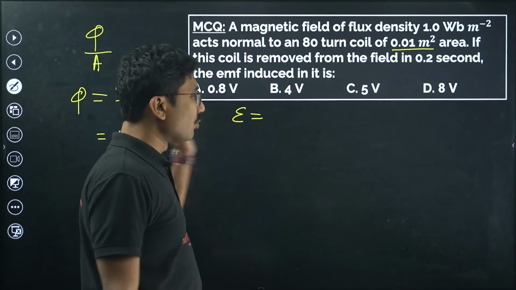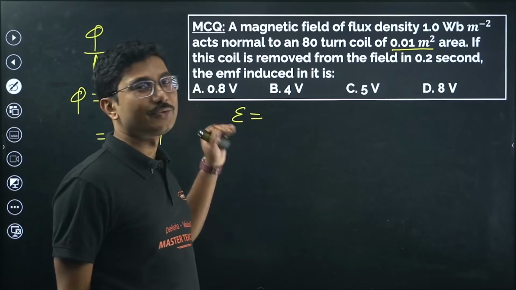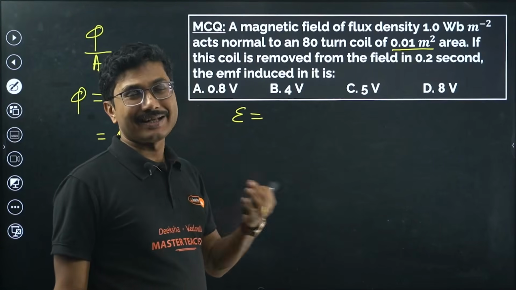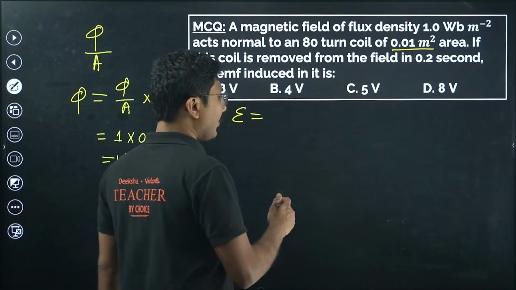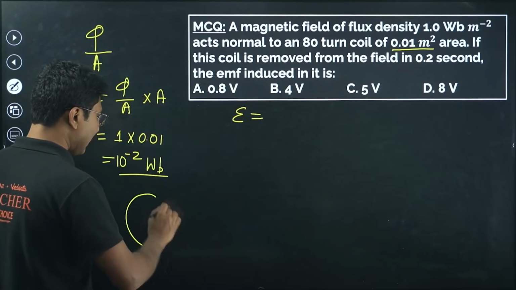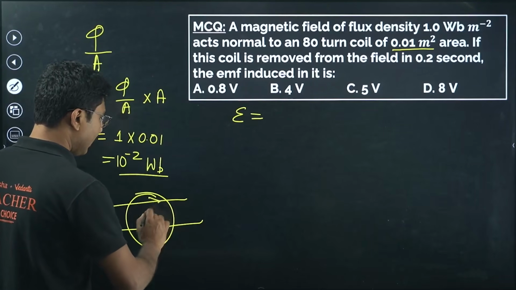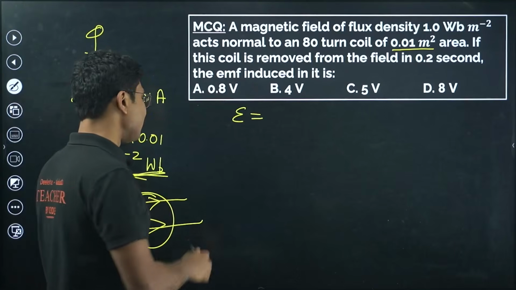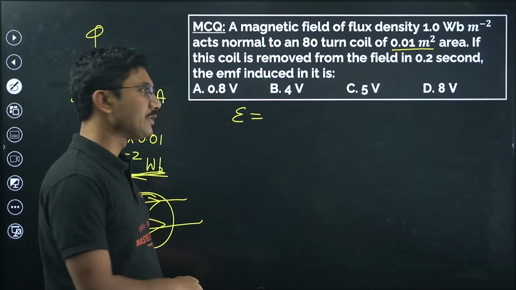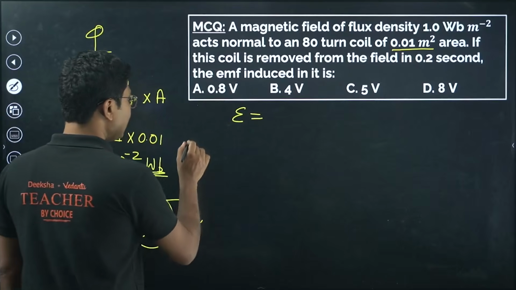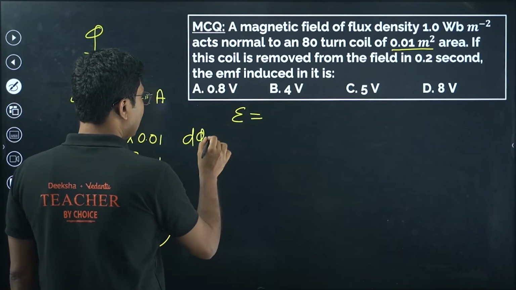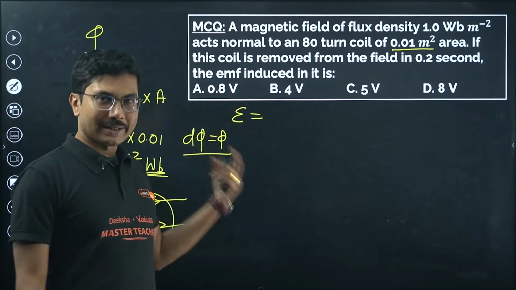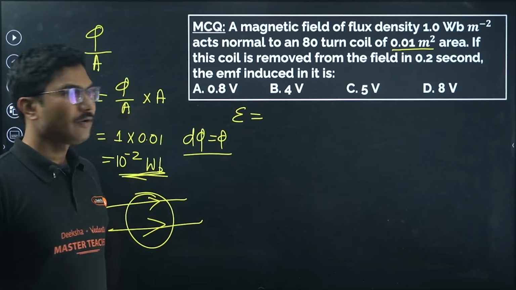Remember that in most cases, 99.9 percent of cases, you can simply ignore the negative sign and just calculate the change in flux and the time. When the entire coil was inside the magnetic field, the flux was this much. Now when you removed it completely, the flux is now 0. So what is the change in flux? Change in flux, or d phi, will be equal to phi minus 0, so d phi equals phi.